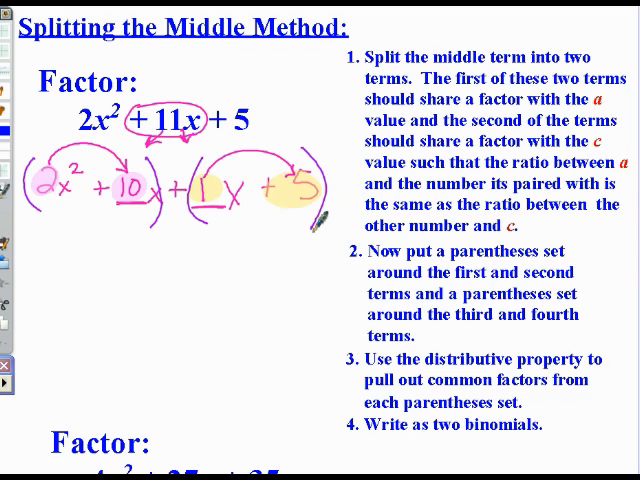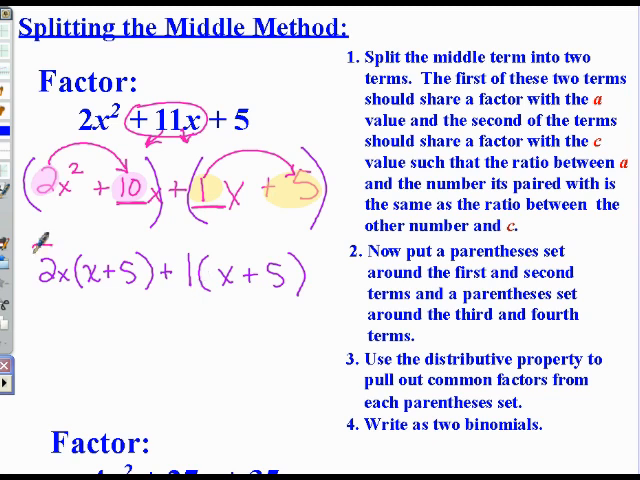Now we're going to factor out common factors out of the first group. I can factor out, using distributive property backwards, 2x, which would leave x plus 5, because 2x times x is 2x squared, and 2x times 5 is 10x. Now let's go to the second group. I can't factor anything out of that second group. I just have x plus 5. And when there's no coefficient in front of a grouping, we know the coefficient is 1.